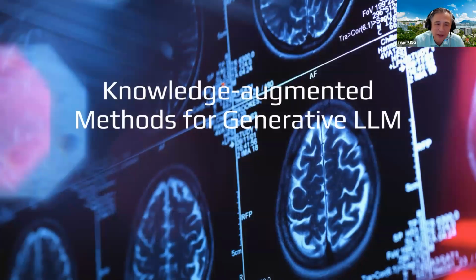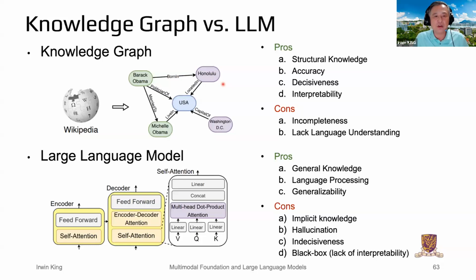Now, some of you may be working on knowledge graph. I'd like to share very quickly with you about knowledge augmented methods for generative LLM. Now, you might know knowledge graph. Okay? Knowledge graph is actually very strict. It's a very good structure. Large language models, on the other hand, have no explicit representation, whereas knowledge graph has explicit representation.